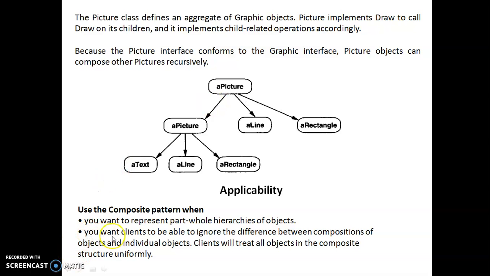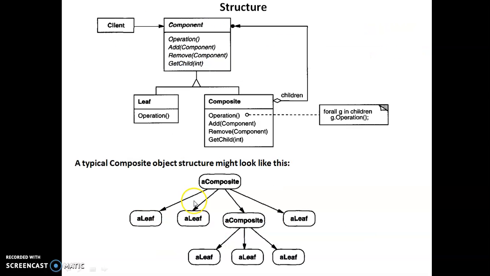And when you want clients to be able to ignore the differences between compositions of objects and individual objects, the client will treat all objects in the composite structure uniformly. So here these are called the client. It makes use of the services of its parent class. So this is the individual one. These individual objects make use of their parent classes to accomplish their task.